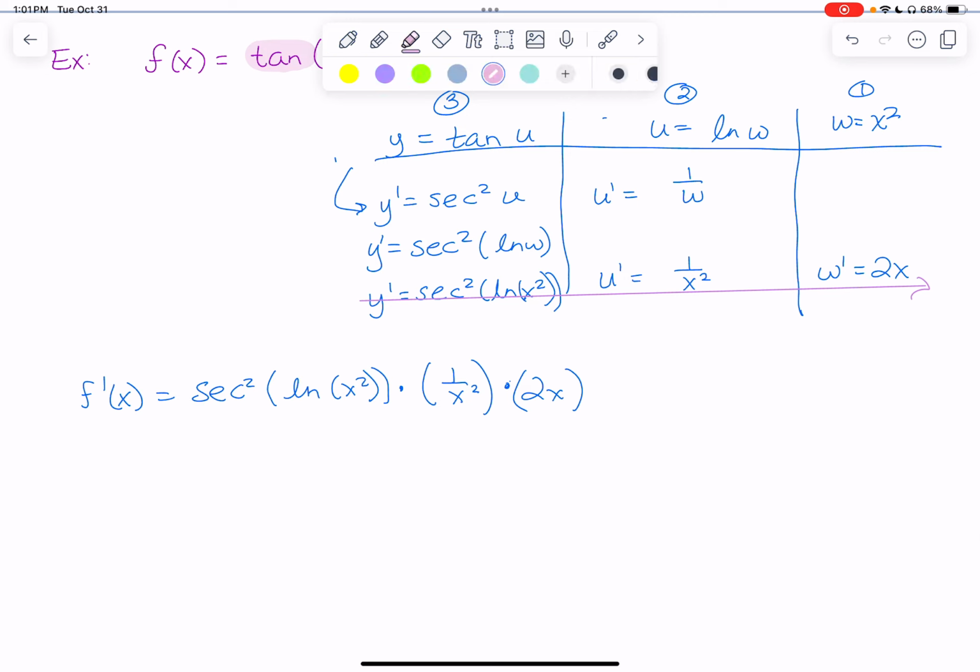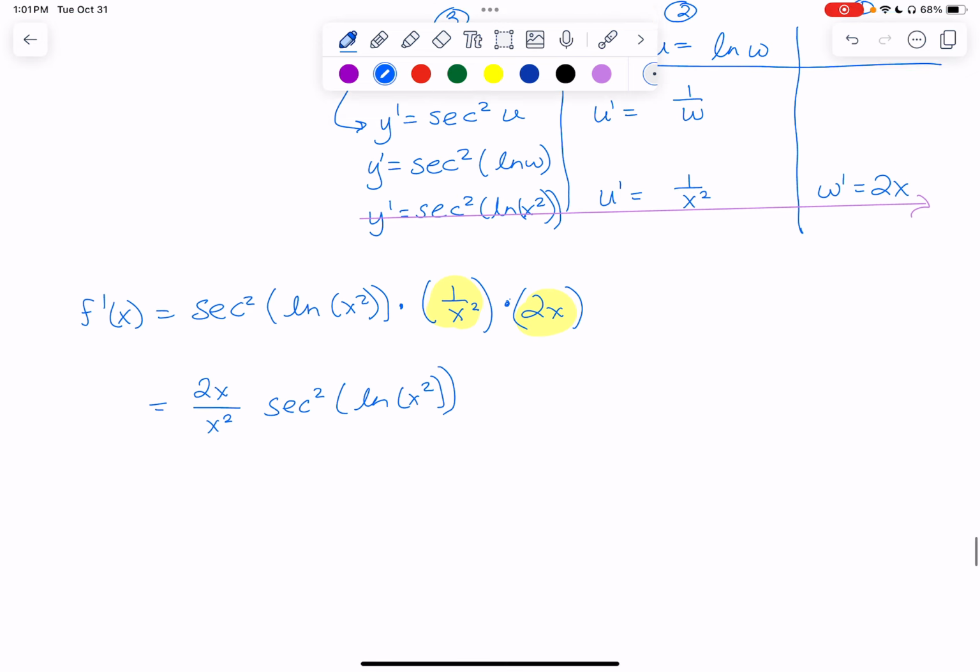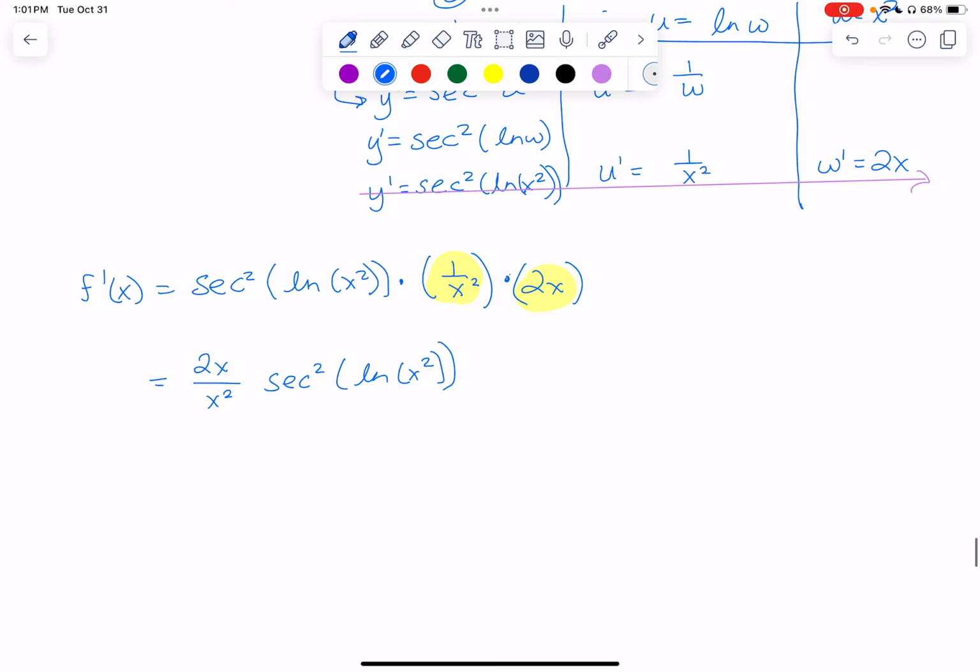Now you'll notice that we can take this term and this term and put them together. And so I'm going to have a 2x over an x squared, secant squared, natural log of x squared. It's a lot of things happening there. And I can reduce this. I have an x here, and I have one x down here I'm going to get rid of. So I'm going to have a 2 over x.